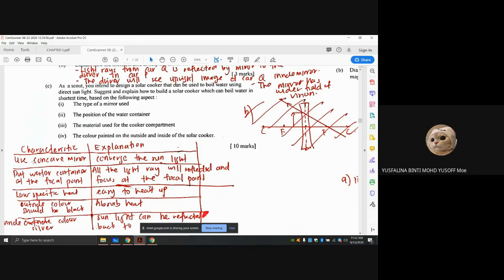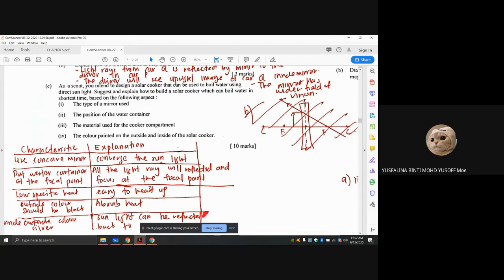So let's say this one has a low specific heat. If you use a metal, say aluminium, don't put the name of the material. Put the characteristic of the material. So what is the characteristic of aluminium? Because aluminium has a low specific heat capacity, it's easy to heat up. Put the characteristic of the material that you choose. Don't put the name.